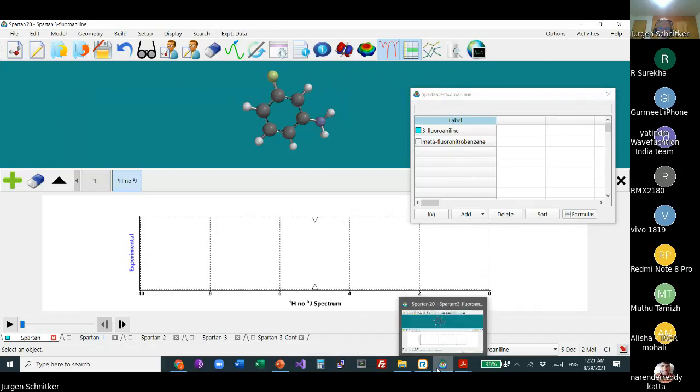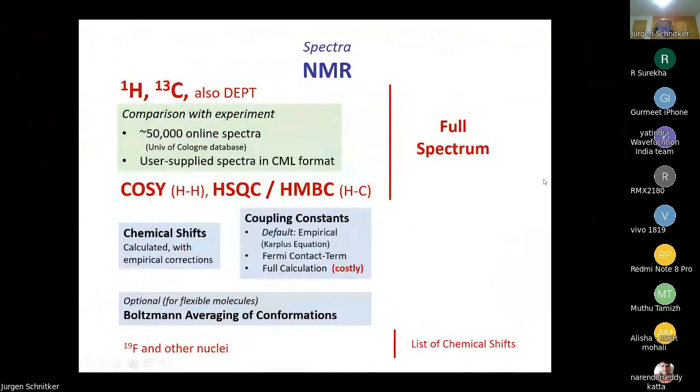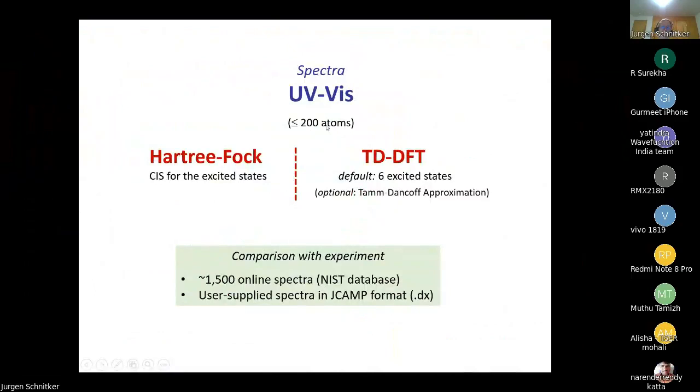On the UV and IR, I will just mention it quickly on the corresponding slide. So, full screen. UV is limited in scope. You need to use either Hartree-Fock or density functional theory. You can do it with something simpler.